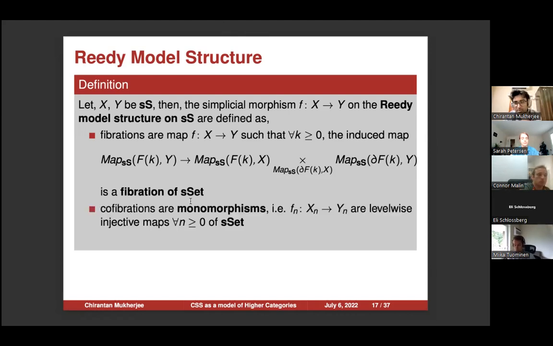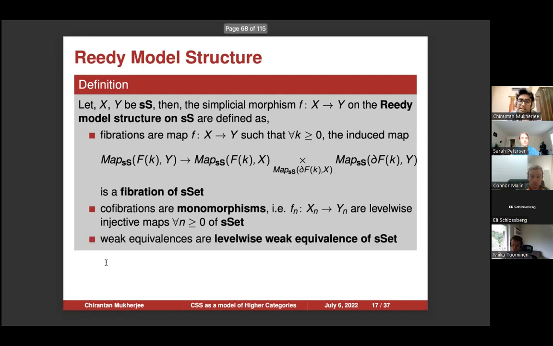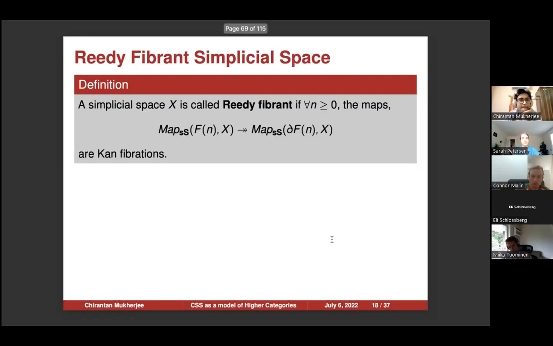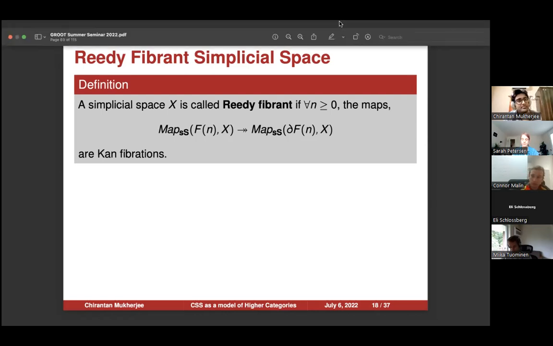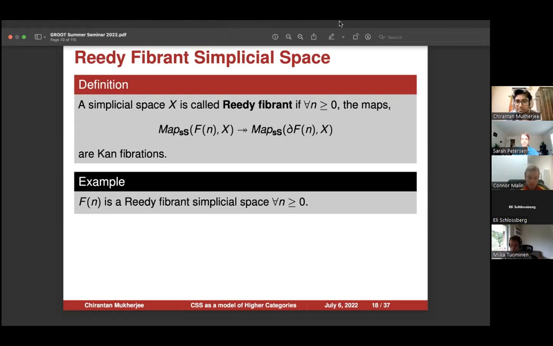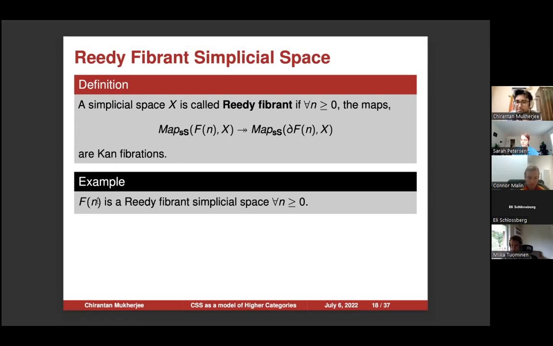Now, cofibrations are monomorphisms, that is level-wise, the maps F_n from X_n to Y_n are injective maps on simplicial sets, and our weak equivalences are defined as level-wise weak equivalences on simplicial sets, that is, they are Kan equivalences of simplicial sets. If we have a simplicial space given to us, then we would say that X is a Reedy fibrant simplicial space if level-wise the maps from X to the boundary of X are Kan fibrations. A trivial example of a Reedy fibrant simplicial space is F_n itself.